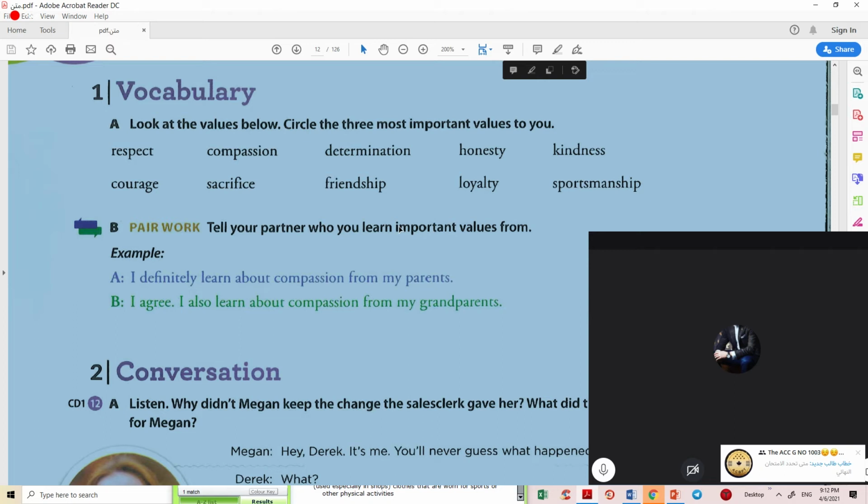I learned respect from my father, because he always respects others. Also, I learned courage from my bigger brother, because he always stands with us in difficult times.